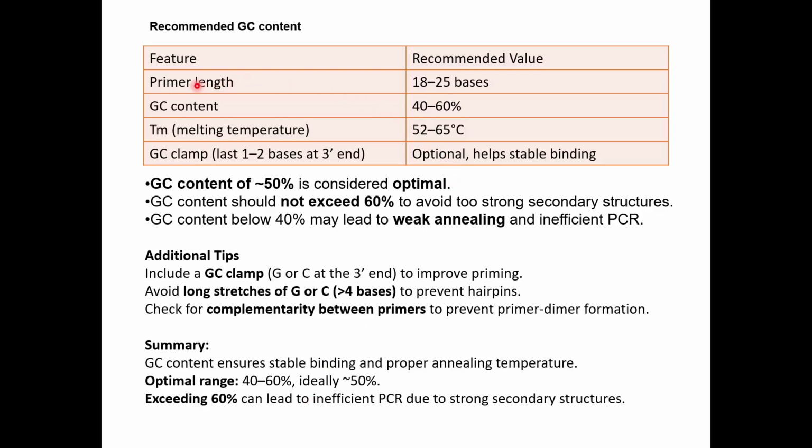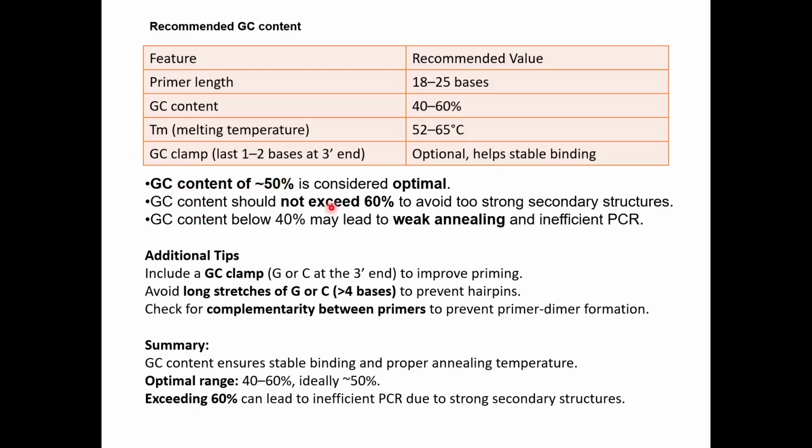So basically, these are the standard features for primers. The primer length is usually 18 to 25 bases. GC content should be 40 to 60%. Melting temperature should be between 52 to 65 degrees. GC clamp, that is the last one or two bases at the 3 prime end. This is optional because if you have a GC clamp at the end, it helps in stable binding. If you have more than that, sometimes it might dissociate.